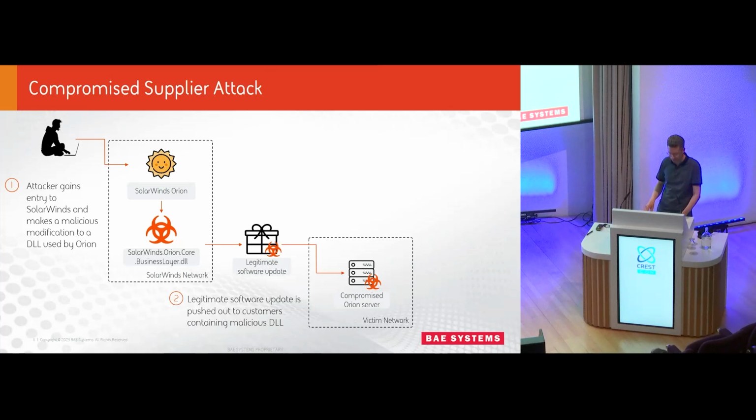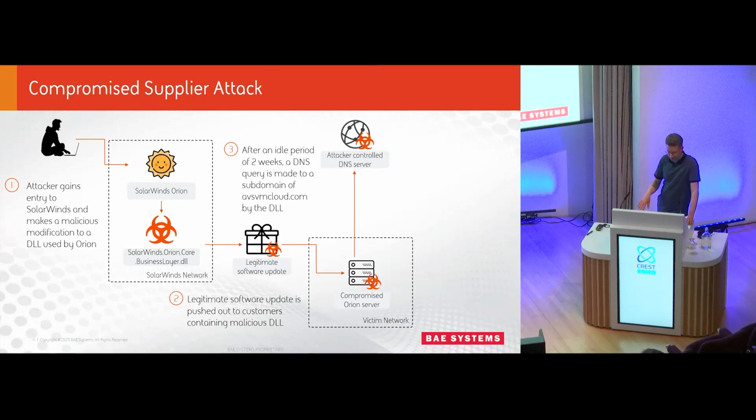SolarWinds then goes off and they package this DLL file along with some other files into a legitimate software update, and they push that out to their customers. This is the customer over here, the victim. So they install the update because they're doing a really good job. They're keeping on top of all their patching. So they install this software update that's come out from SolarWinds onto their Orion server. And this server now has malicious code on it, and nobody knows about it. SolarWinds don't know about it. The victim doesn't know about it either.